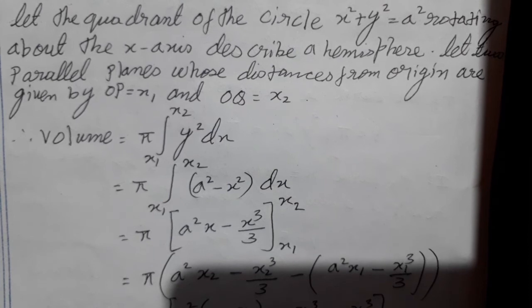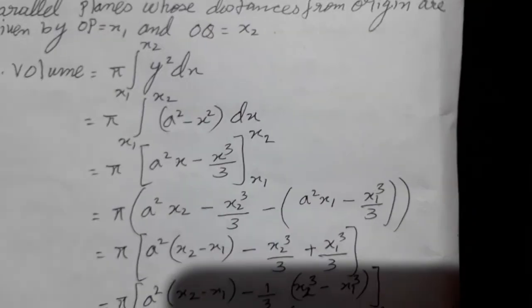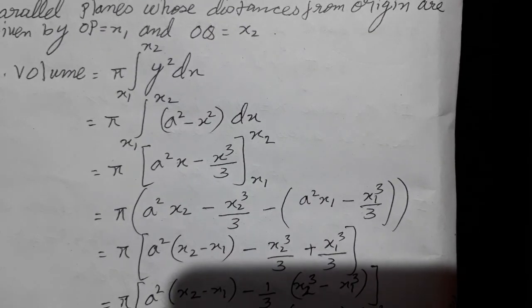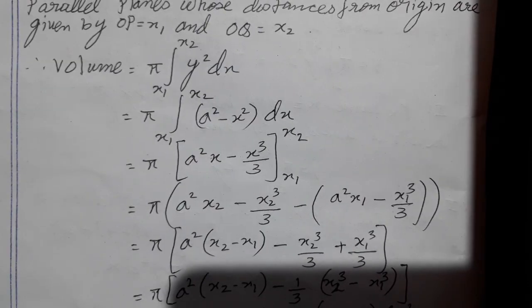If you take the first quadrant and rotate this part of the circle x squared plus y squared equals a squared, we get nothing but a hemisphere. But we'll take two parallel planes here, whose distances from the origin are given as OP equal to x1 and OQ equal to x2.